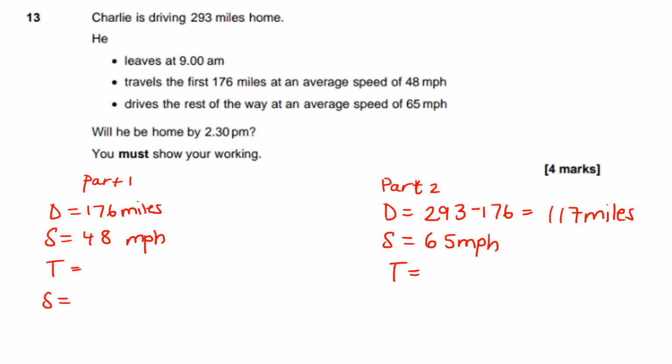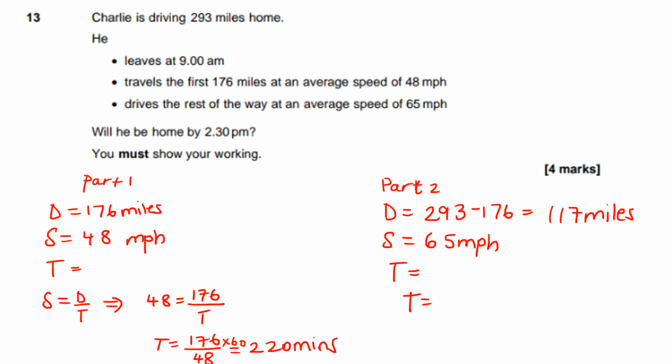So speed equals distance out of time. This means 48 is equal to 176 out of time. So your time is 176 out of 48, which should give us 220 minutes. This is not 2 hours 20 minutes, by the way, guys. This is 220 minutes because I multiplied it by 60. I times this by 60 to find out how many minutes it's going to take. So that's 220 minutes.